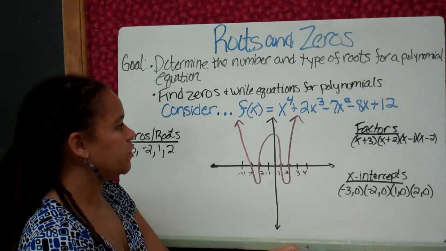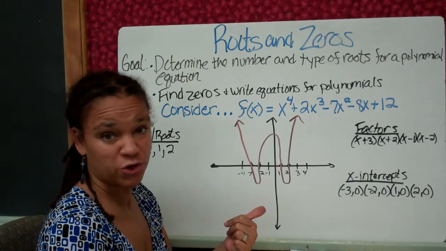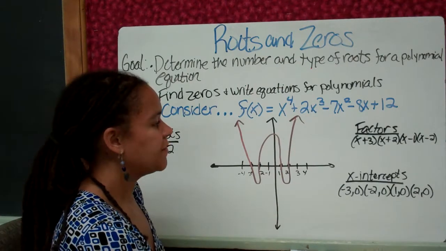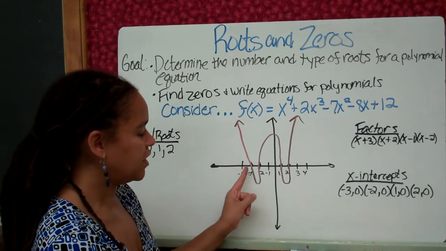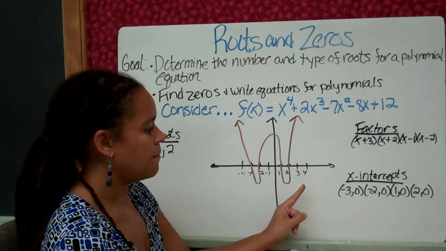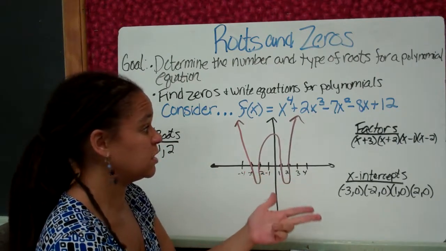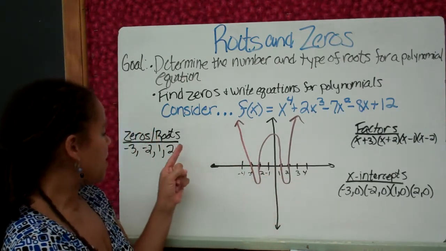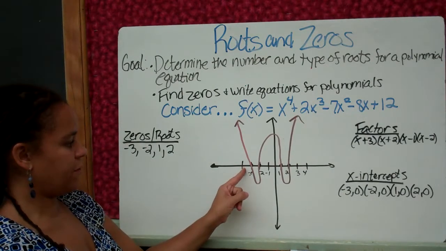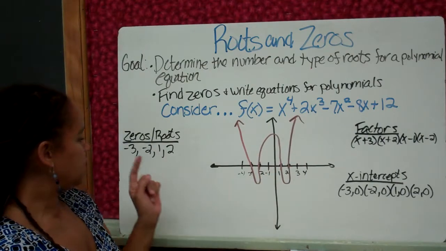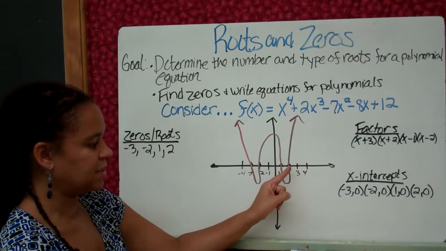Before we get started, I want you to consider this function here. Look at that, figure out what the degree is, the leading coefficient. This has a degree of 4, the leading coefficient is 1, and look at the graph of it. I just want to talk about the different vocab that we keep using: zeros, roots, factors, x-intercepts, and they're all related. So the zeros here, or the roots, are where they cross the x-axis. So just listing them, -3, -2, 1, and 2, that's where they cross the x-axis.